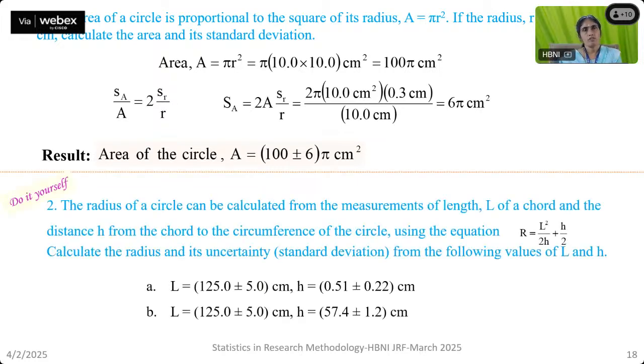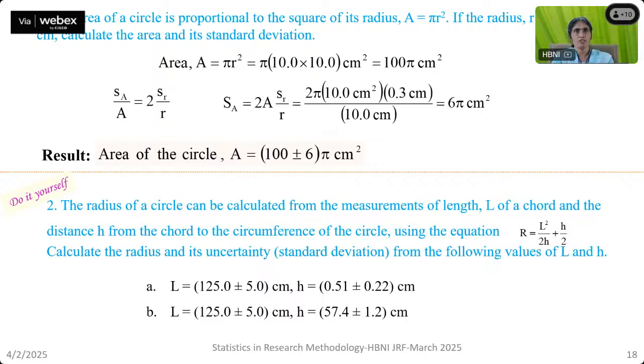This one is for all of you to do in exactly the same way as we have discussed in the top question. So do this problem yourself. The radius and the height, all the things are given here.